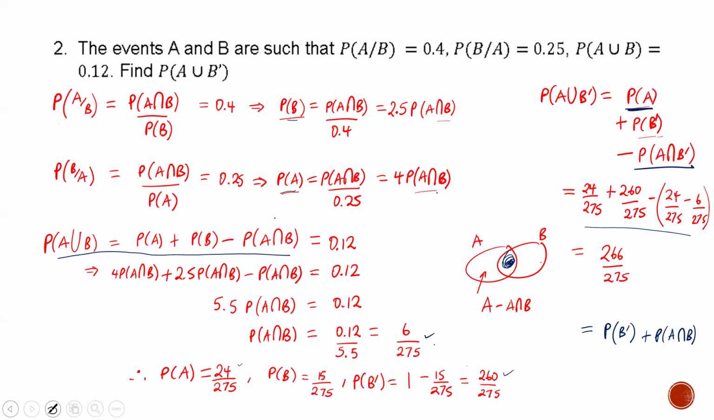Rita is asking how the 0.4 becomes 2.5. When you divide by 0.4, it's the same as multiplying by 5/2. That's that.